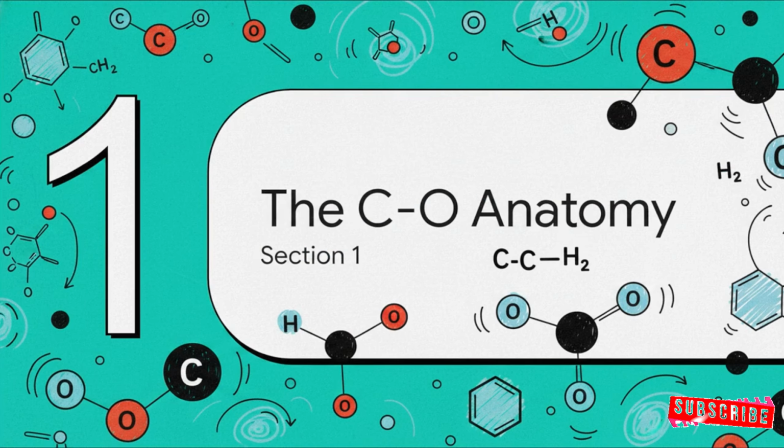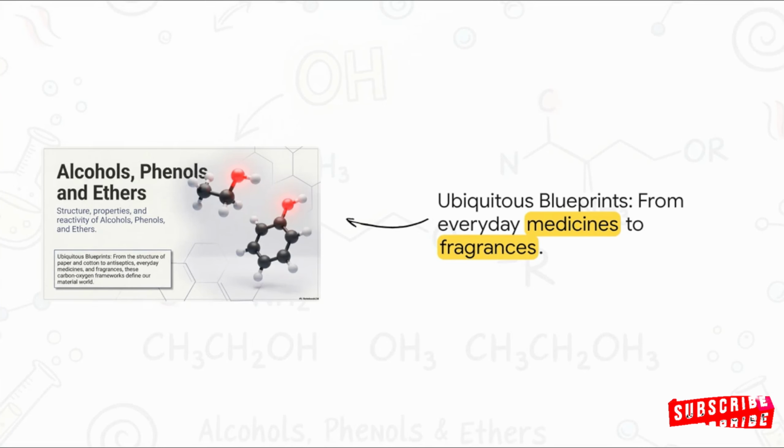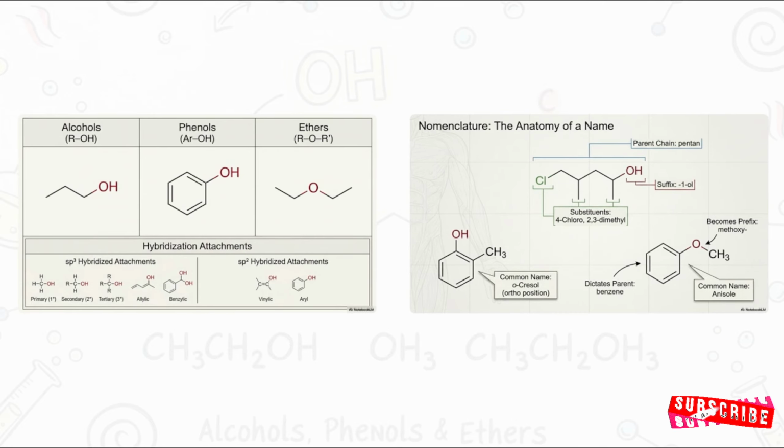So, kicking things off with Section 1, the carbon-oxygen anatomy. You know, chemistry isn't just something stuck on a chalkboard. It is literally all over your house. These carbon-oxygen frameworks completely define our reality. They're the blueprints for pretty much everything you interact with daily: the paper in your notebooks, the cotton in your favorite shirt, the rubbing alcohol in your medicine cabinet, even the fragrances on your shelf. Once you understand these bonds, you actually start to understand the materials that build our entire world. Now, check out how we can visually break down the basic structures and their naming conventions side by side.